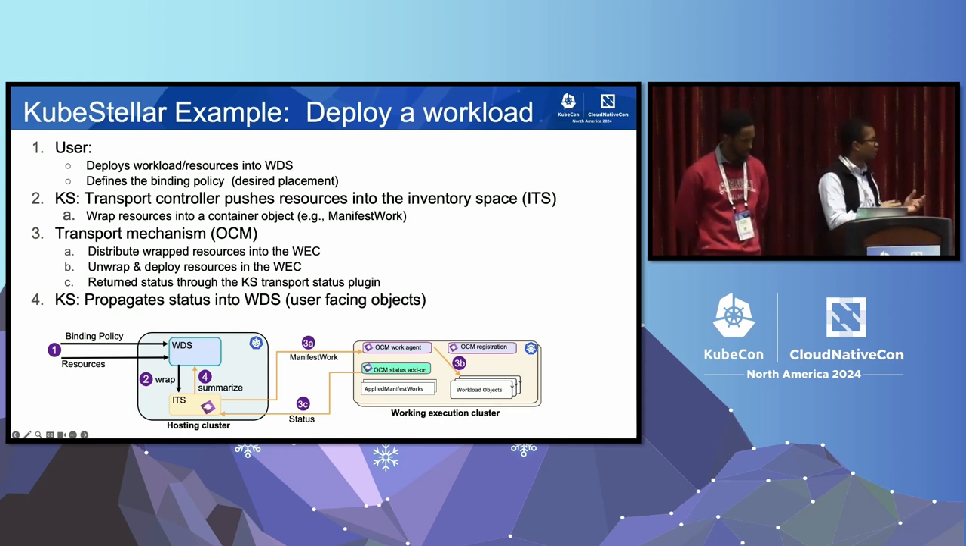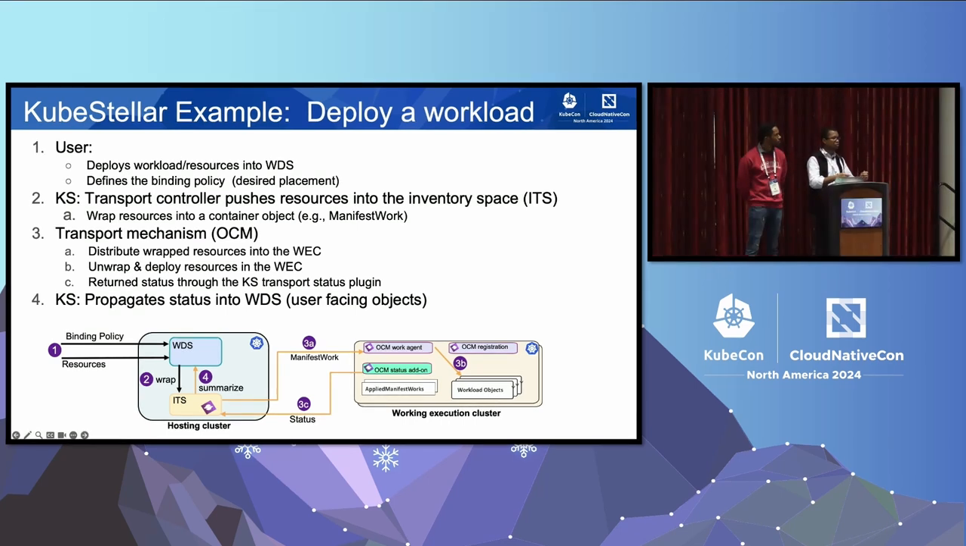Now I'm going to describe the workflow of deploying a workload using KubeStellar. First, the user will interact with the WDS and deploy its workload on it. And then the user will define a bind policy. The bind policy specifies the placement of the workload to the desired remote cluster. And this association is done using labels. And this corresponds to step one in this figure. At step two, the transport controller will wrap the workload into a container object, push it to the ITS space, and then the workload is going to be distributed to the remote cluster. And this corresponds to steps 3A and 3B in this picture.